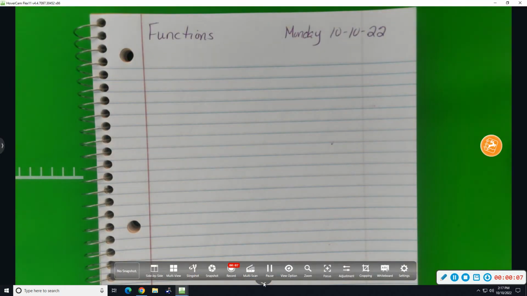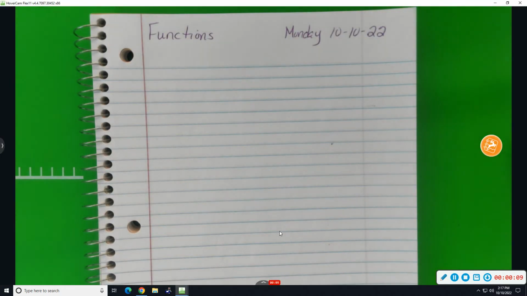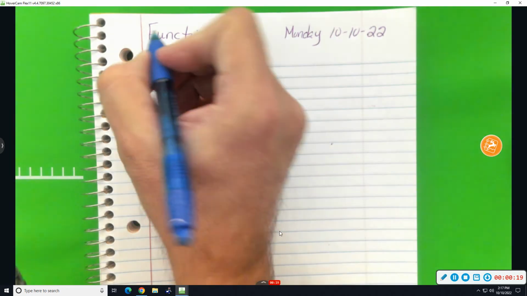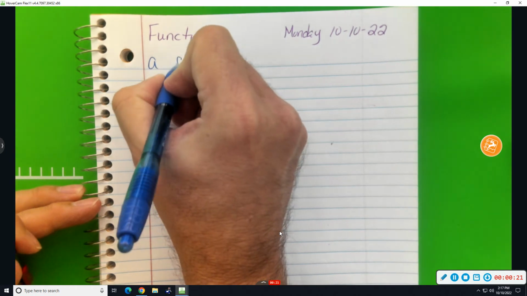Today we're going to discuss functions, and we're going to begin a little unit of functions. The next several assignments will be involved in something called functions. So what is a function?